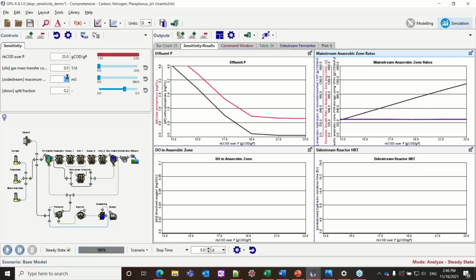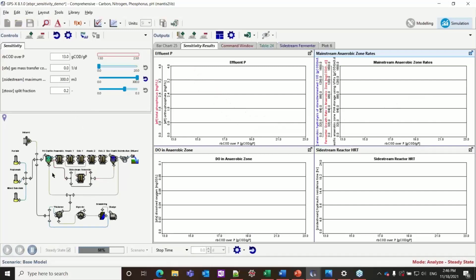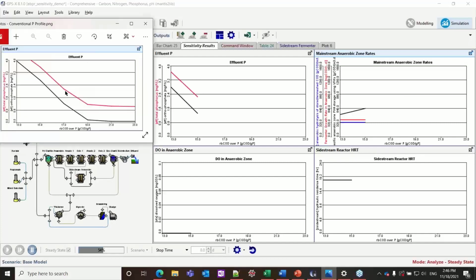Okay, so now I'm just going to switch this to an S2 EBPR layout by adding some volume to this side stream tank. So now there's a 300 meters cubed S2 EBPR tank there. And I'll just run it again. And I'm also just going to bring up a screen grab that I took earlier that shows the results from the non-S2 EBPR graph, just to highlight the differences between the two situations.